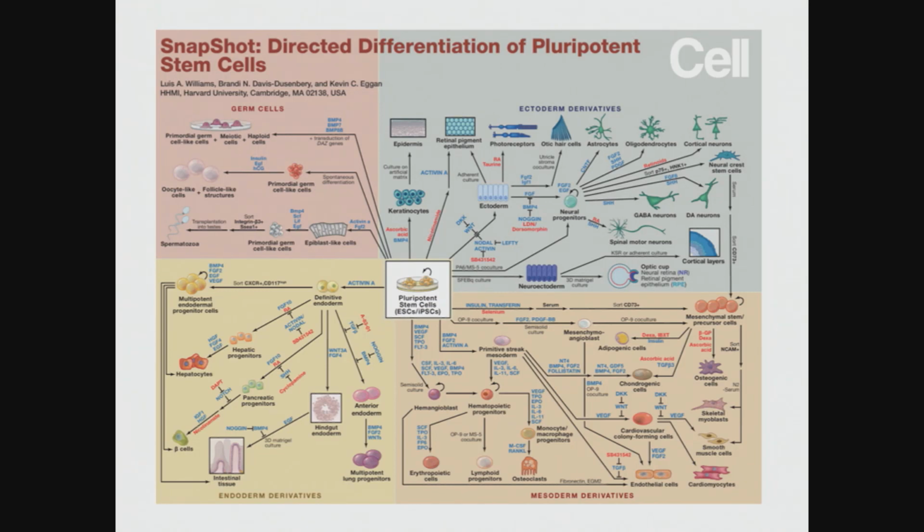So this is from Cell from a couple of years ago, but it's a snapshot of the directed differentiation of pluripotent stem cells. Here we have our ESCs and iPSCs, and this is already a couple of years old and outdated, but I presume the reason most of you are here is because you have an interest in deriving a specific lineage. These are broadly categorized into endodermal, mesodermal, ectodermal, and germ cell lineages.